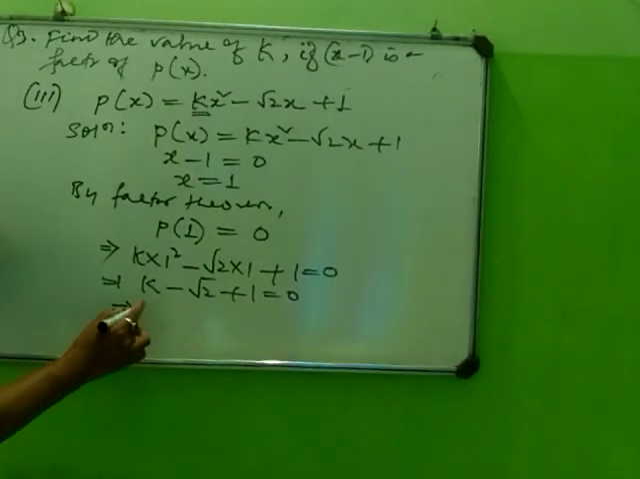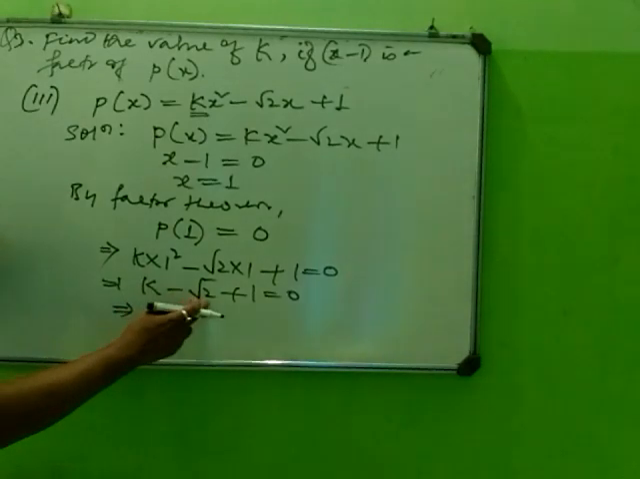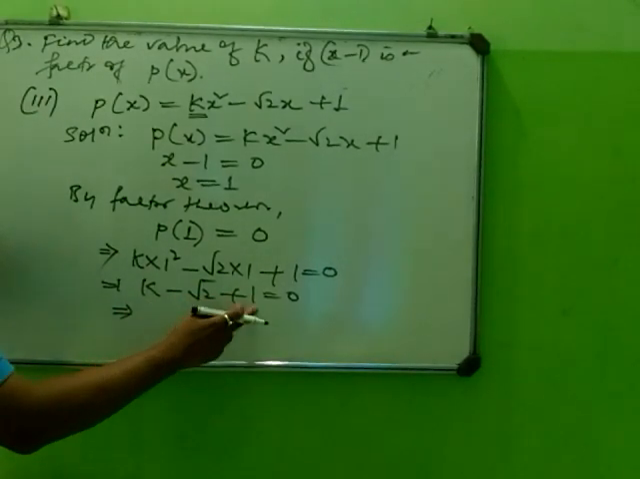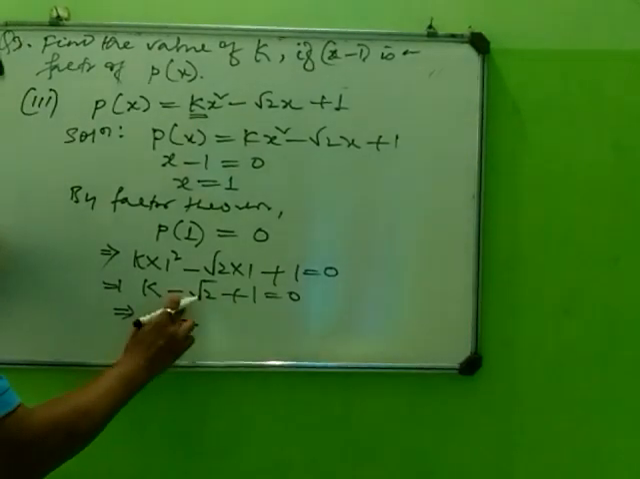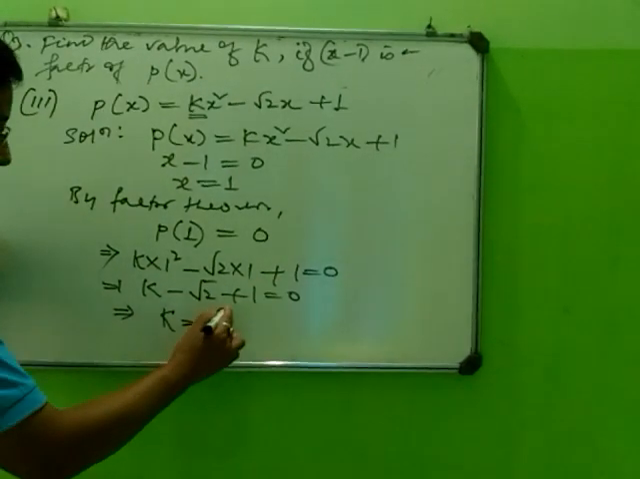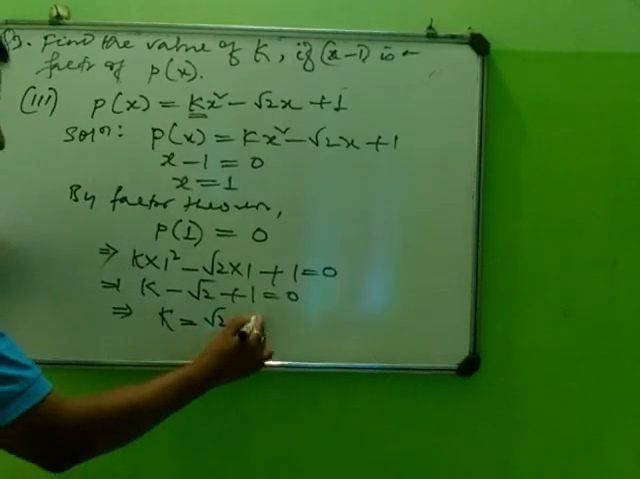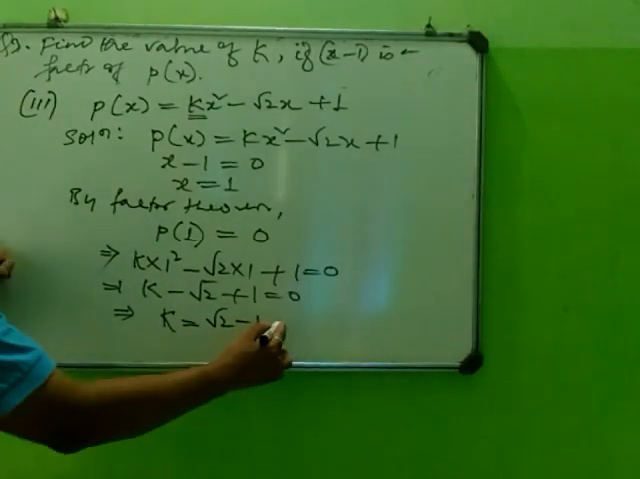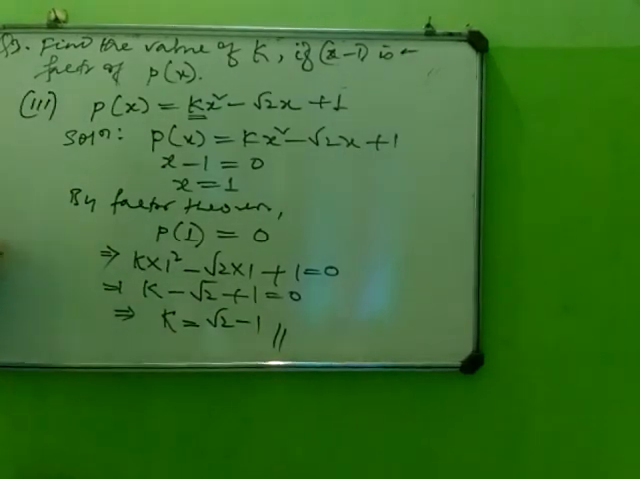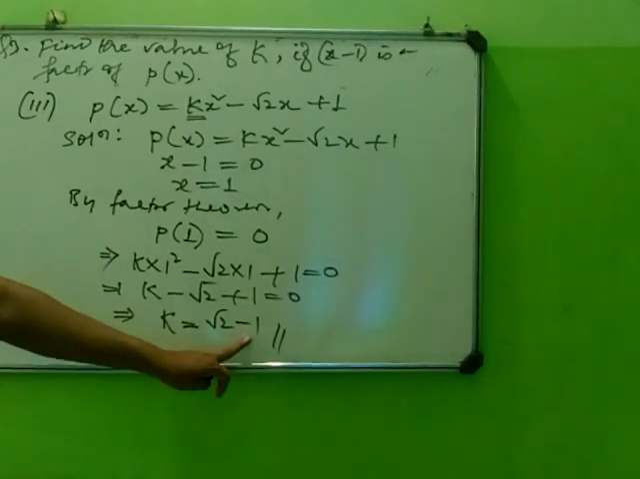Now you need to find the value of k. So you take this rational number to the other side. So k equals minus root 2, and you take the 1 to the other side, it will be minus 1. Now you cannot simplify. So this is your answer. So the value of k is root 2 minus 1.